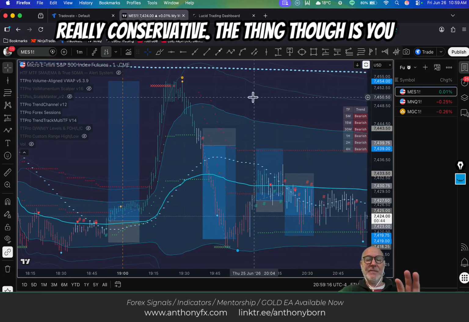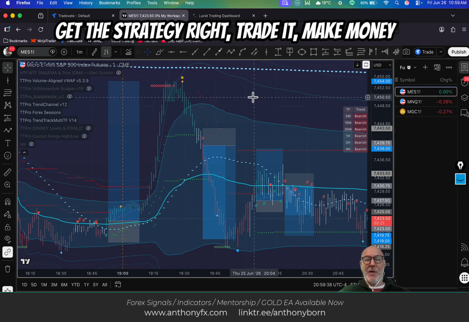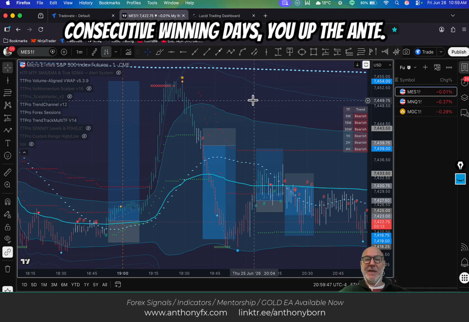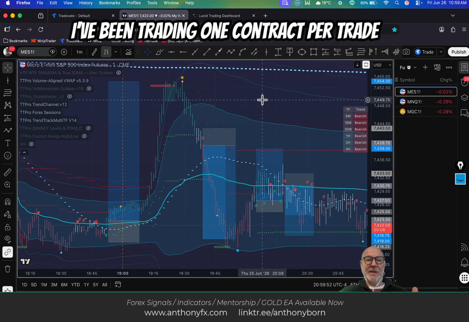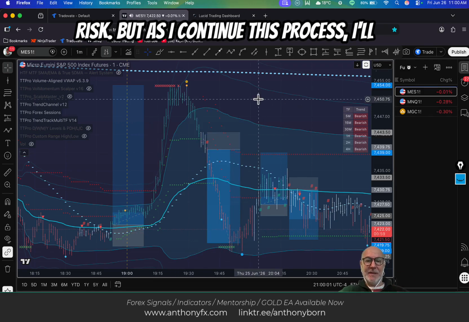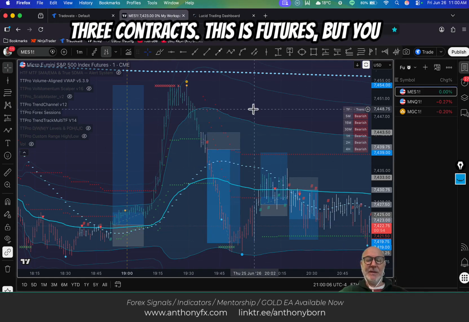Keeping this really conservative. The thing though is you can change your risk, and the key to this is get the strategy right, trade it, make money every day, and then when you see consecutive winning days, you up the ante. I've been trading one contract at a per trade risk, but as I continue this process, I'll bump it up to 2 contracts and then maybe 3 contracts.